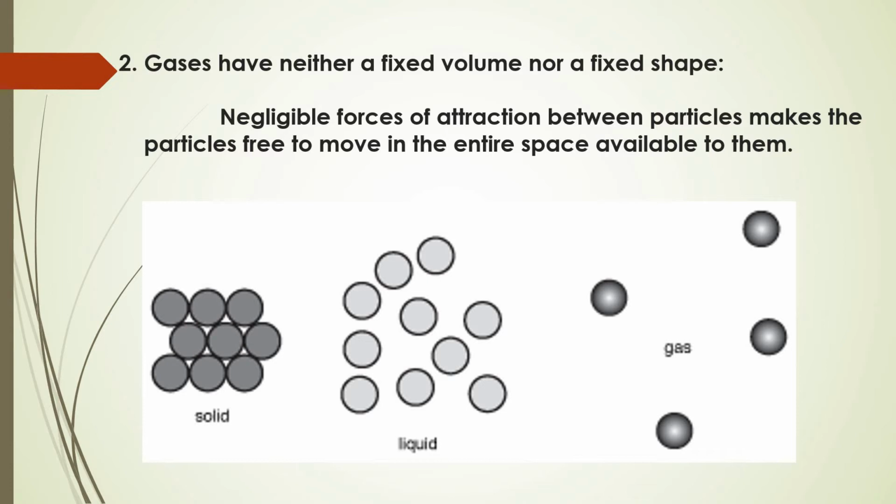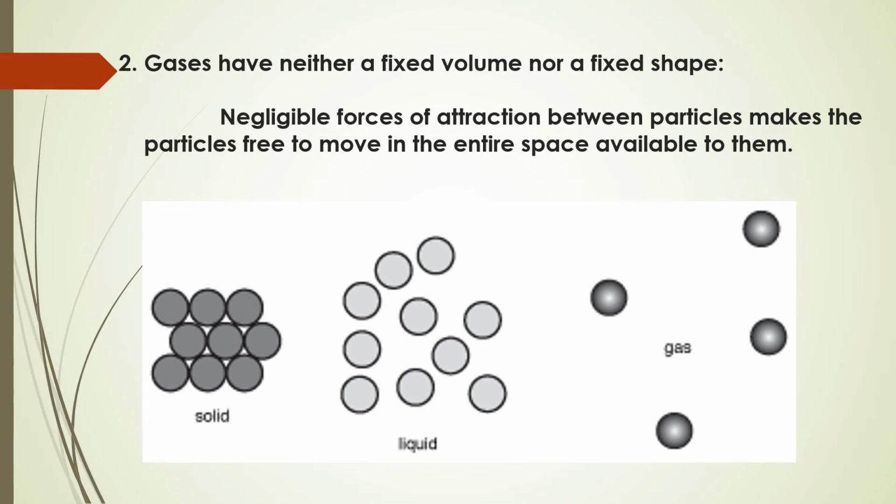If we come to liquids, the intermolecular space is a little larger than in solids. The intermolecular attraction is also a little weaker than in solids, but still strong enough to hold the liquid molecules or particles together. Although they do not have a definite shape, they can still move from one place to another in a restricted space, but they still occupy a definite volume.